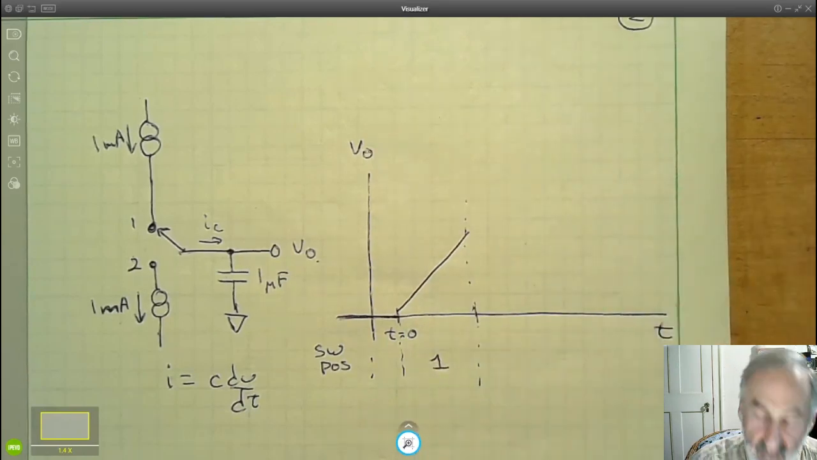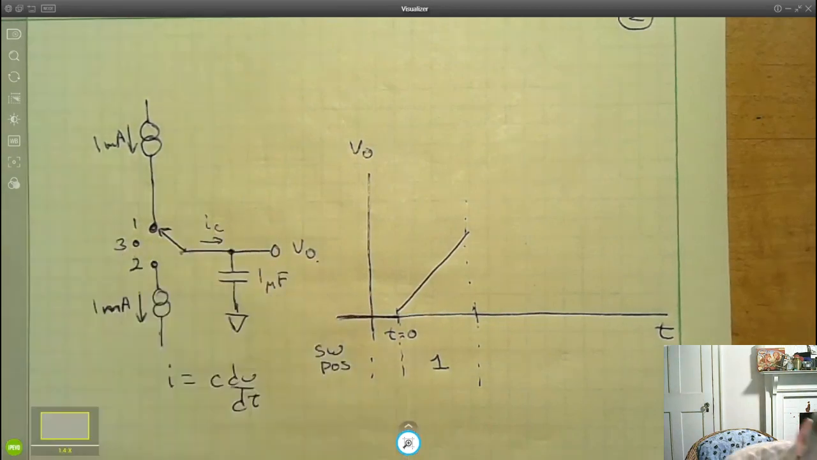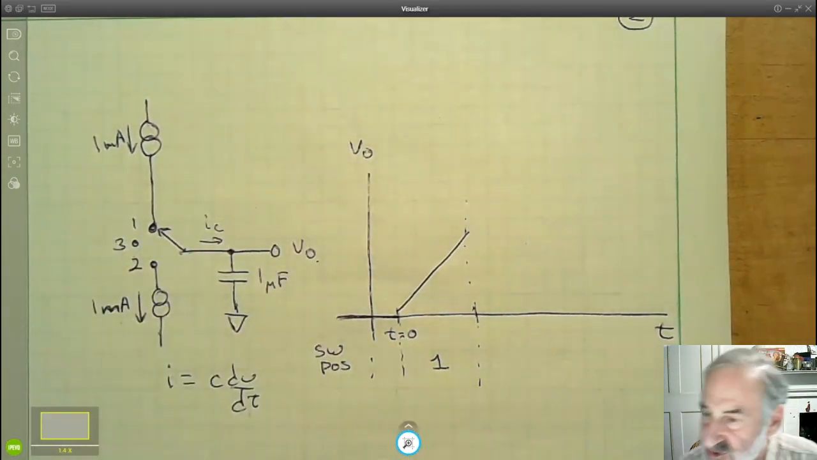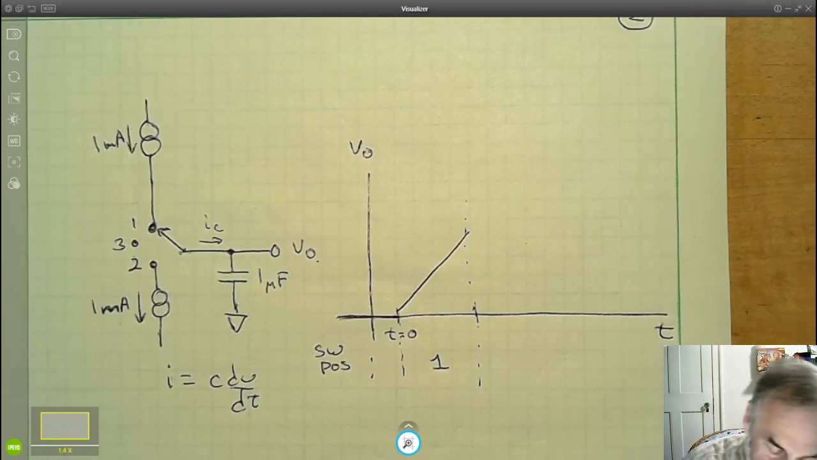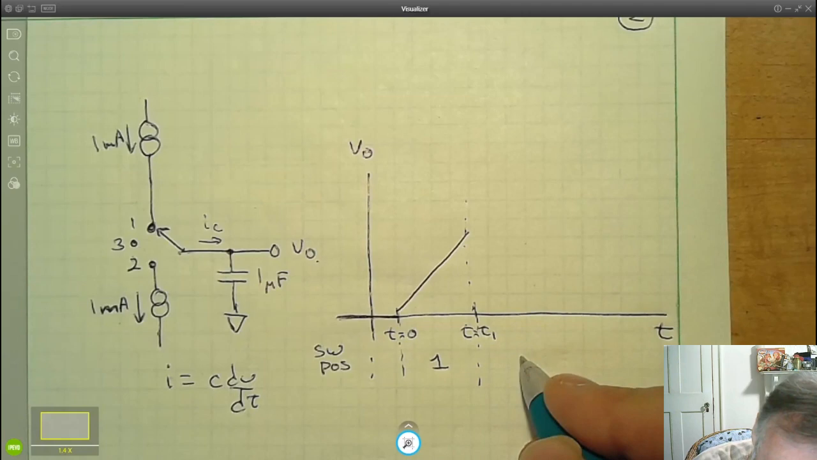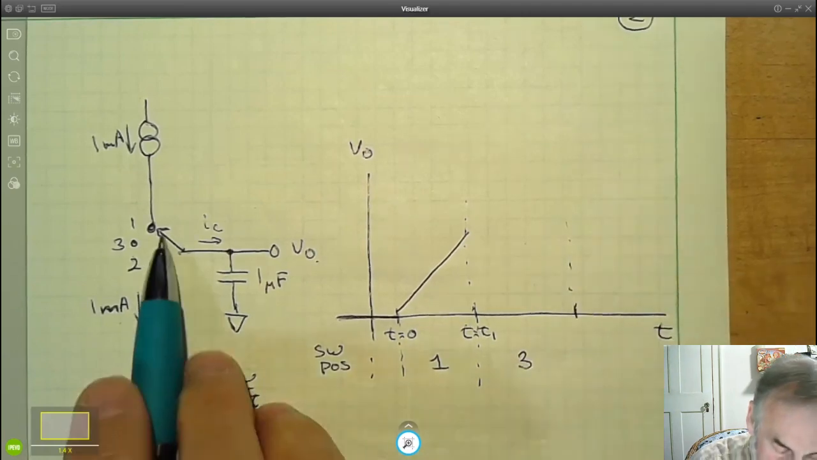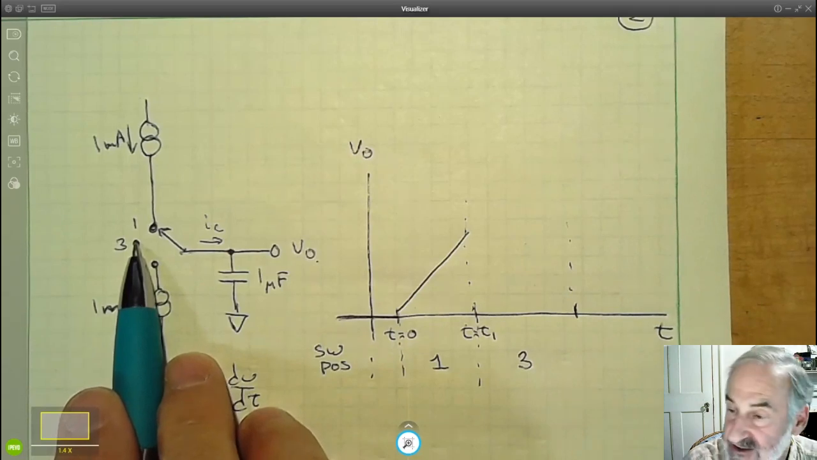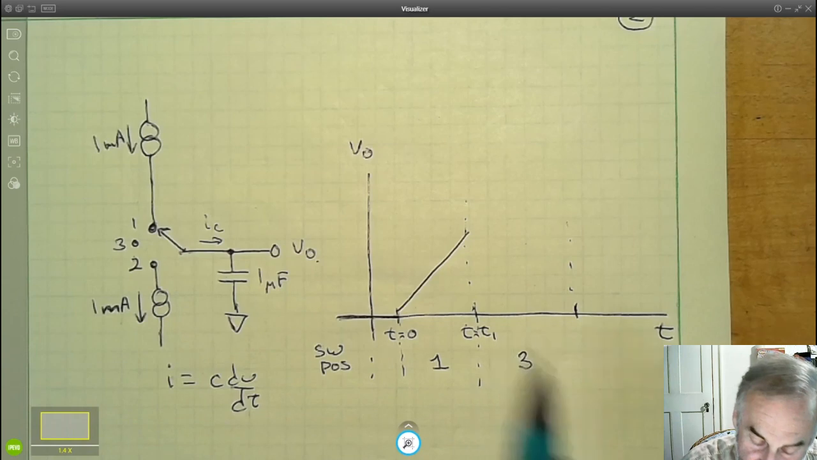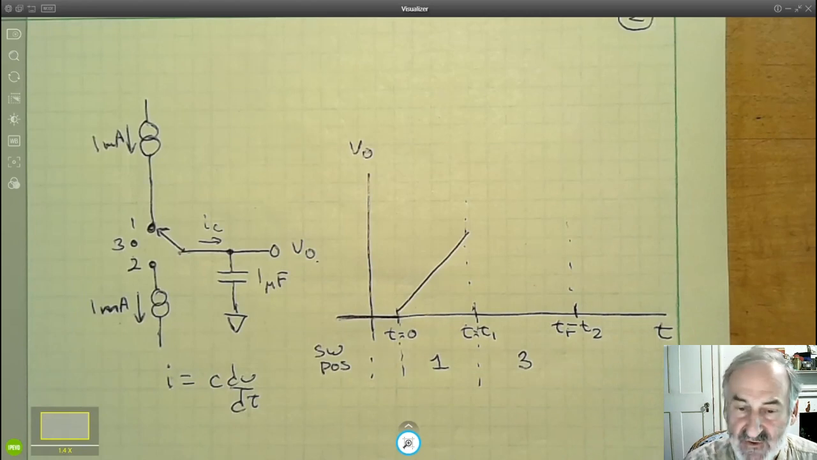So I need to add a third position because I want to be able to turn off charge going in and out of the capacitor. So at time t equals t1, I'm going to move the capacitor to position 3. When I move the capacitor to position 3, it is not connected to either current source, and in fact, it's not connected to anything. So the question is, between time t equals t1 and t equals t2, what is the capacitor voltage?